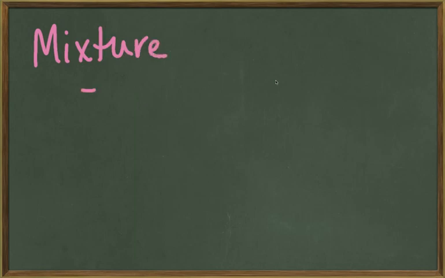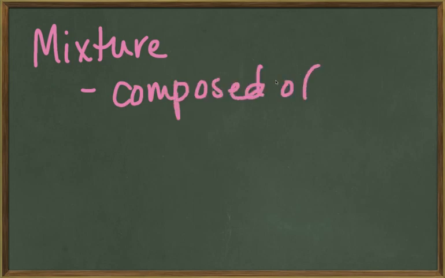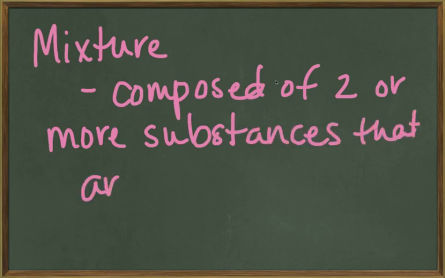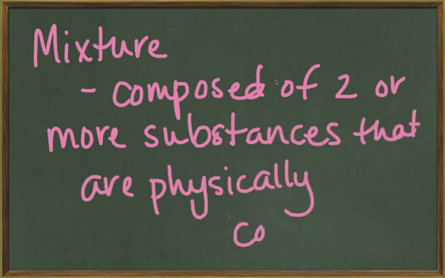Last thing I want to go over, and I will conclude this lecture, is what a mixture is. And hopefully you're like, oh gosh, why is she doing this? Gotta go through it. A mixture is composed of two or more substances that are physically combined. Whenever you think of a mixture, think of a salad. That's my best example for you.